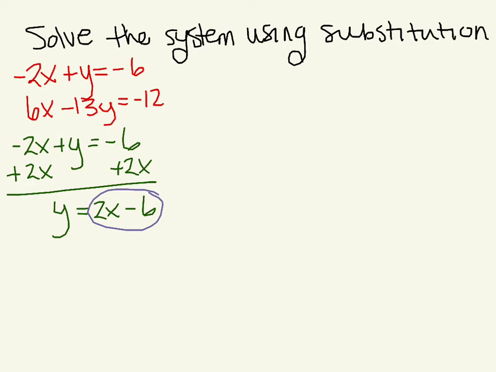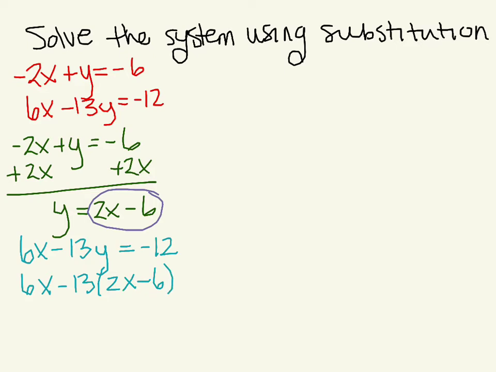So again, just so that I can keep track with where I'm at, I'm going to start this by just rewriting the equation of interest, which is the second one. So I'm going to rewrite 6x minus 13y is equal to negative 12. Plugging in the y, I'm going to get 6x minus 13 times 2x minus 6 is equal to negative 12.